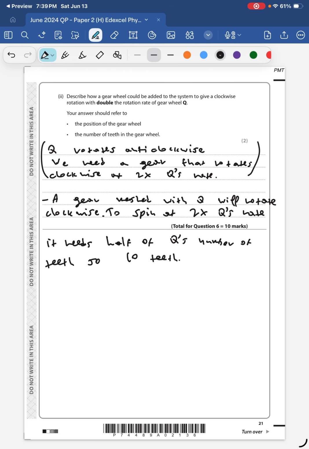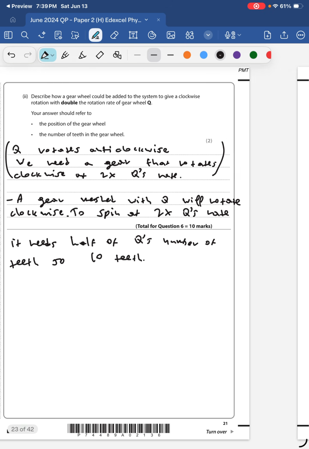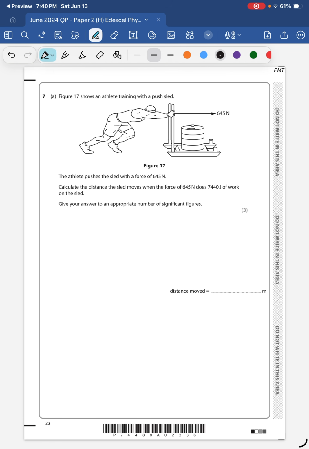So yeah, this was question 6. So let's move on to question 7. Okay, figure 17 shows an athlete training with a push sled. I've never seen something like this before. I guess you develop strength that way. Okay, so the athlete pushes the sled with a force of 645 newtons. Calculate the distance the sled moves when the force of 645 newtons does 7,440 joules of work on the sled. Give your answer to an appropriate number of significant figures.